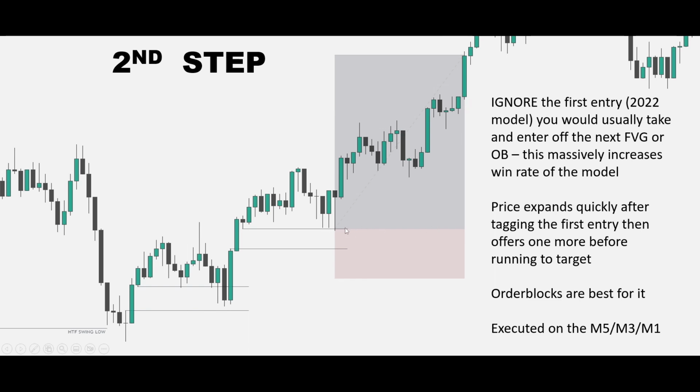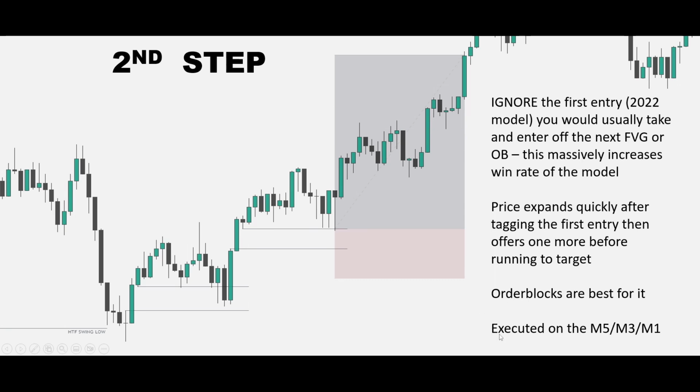So that is why I wait for price to expand the second time and then come back to an order block or fair value gap like I noted here before taking a buy or sell. Price then expands quickly after tagging the first entry and offers one more before running to our target. I do prefer to use order blocks for this rather than fair value gaps, but you can use both. I just like the order blocks because when we expand 3 times of the order block, I like to see a deeper retracement into the order block and then we buy from there.